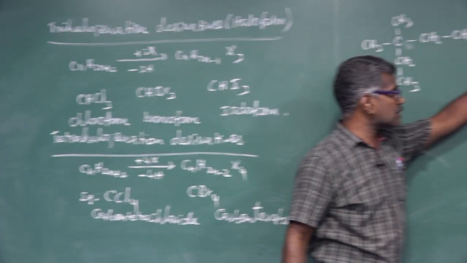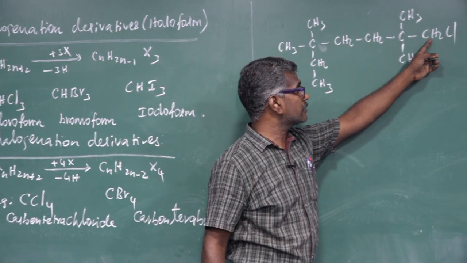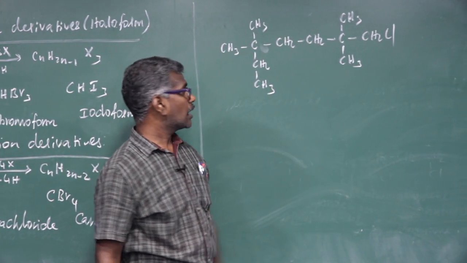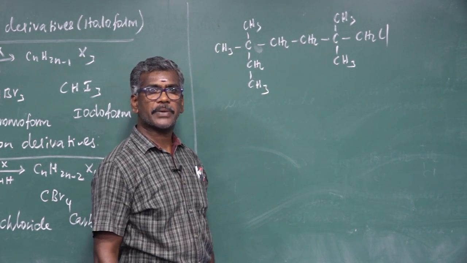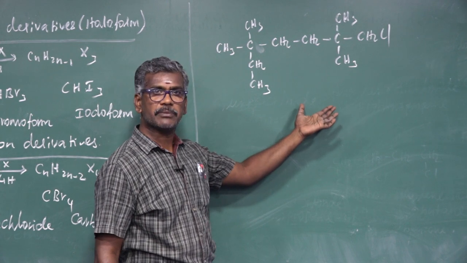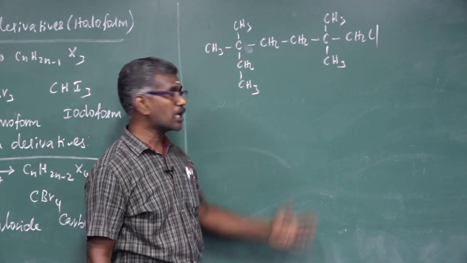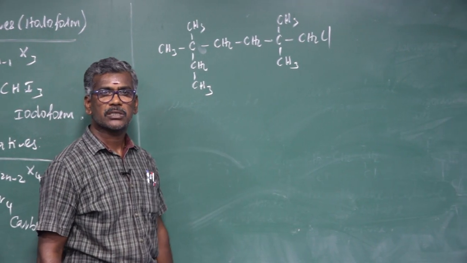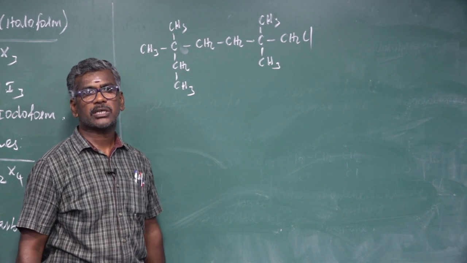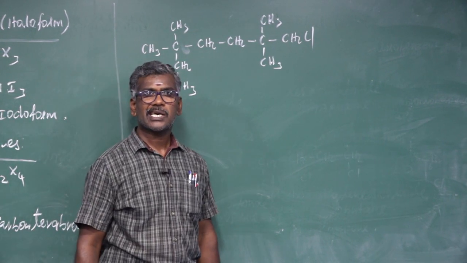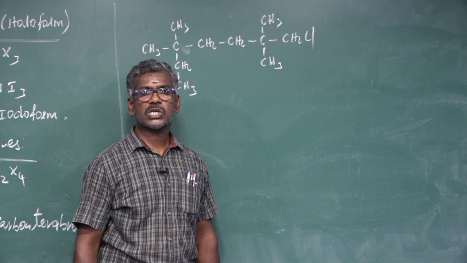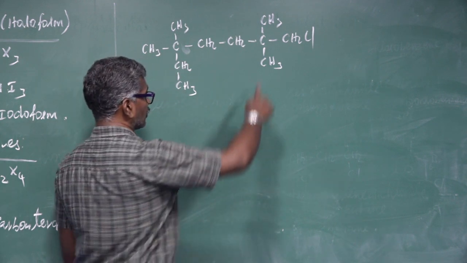Halogen attached to the first carbon. This is a primary carbon. How to give the name? This is a common name. We do not give the common name, but only the IUPAC name. This one is a complicated structure. For the IUPAC name, first follow the IUPAC rules. First rule, select the longest carbon chain.